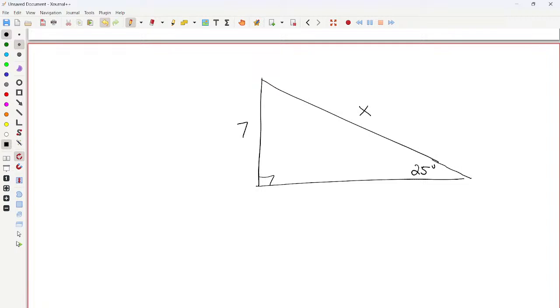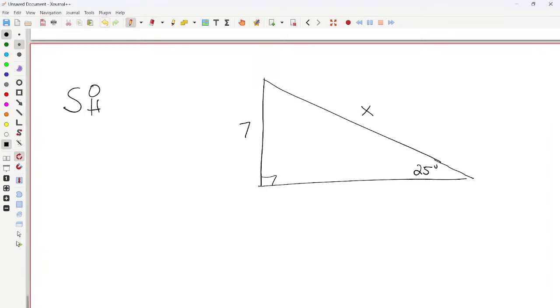This is your stick figure. This is cool. This is not adjacent. Right? So find your adjacent. Got it. Sounds like you guys got it. Cool. Does sine use opposite and hypotenuse? Oh, cool. Sine of 25 is 7 over x.